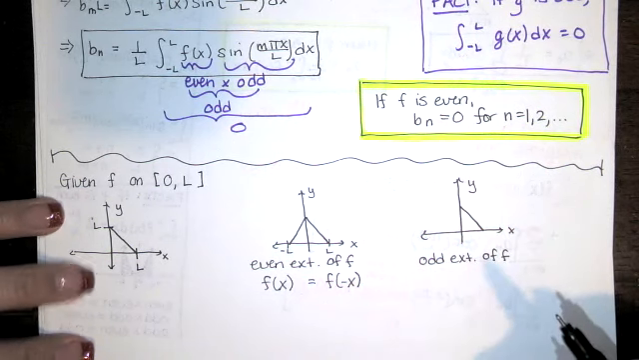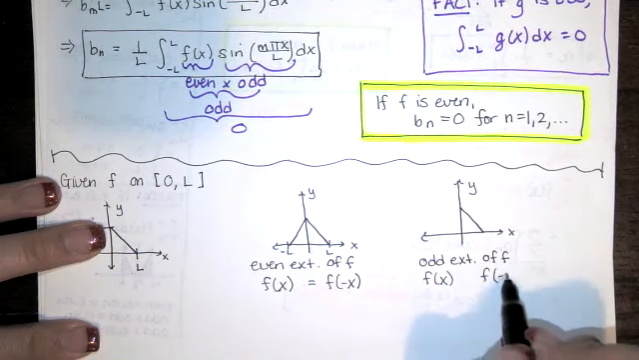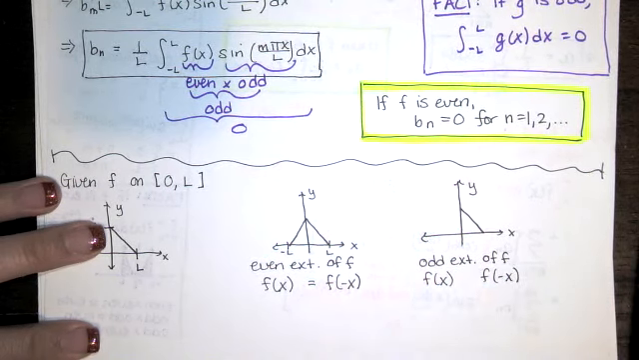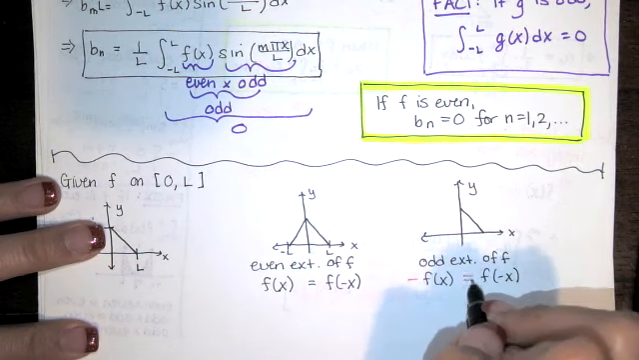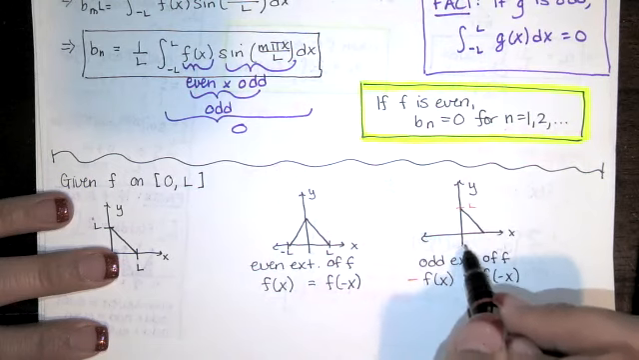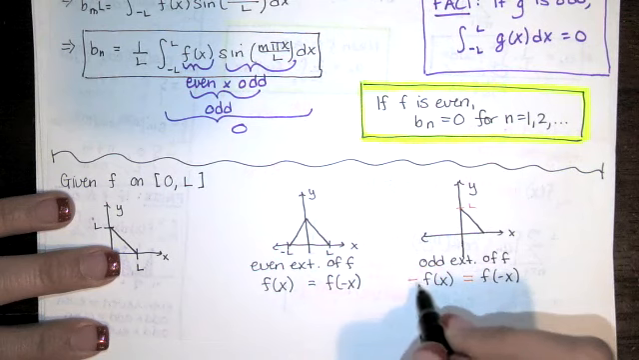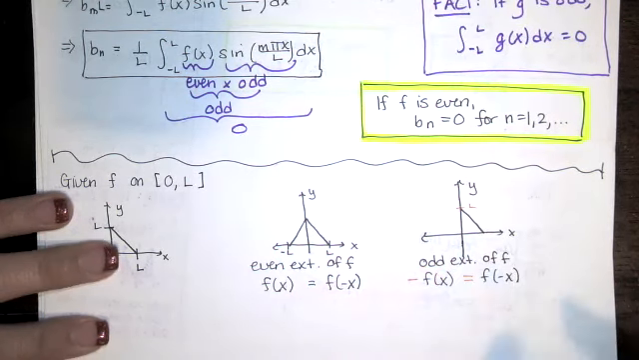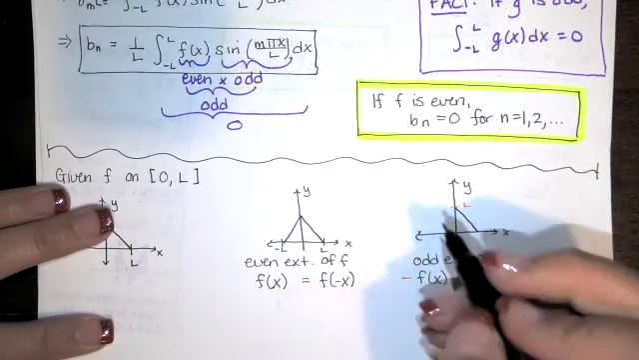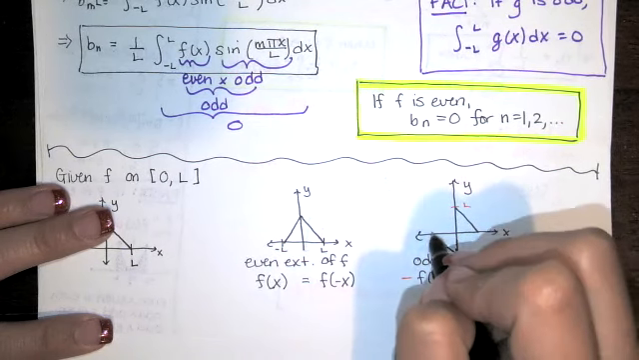For the odd extension of f, f of x and f of negative x aren't the same. They're opposites of each other. So I'll multiply one of them by negative 1 and set them equal to each other. That means when this one is equal to L, on the other side our function will be equal to negative L. So what we'd see is something like this. We have symmetry about the origin here.